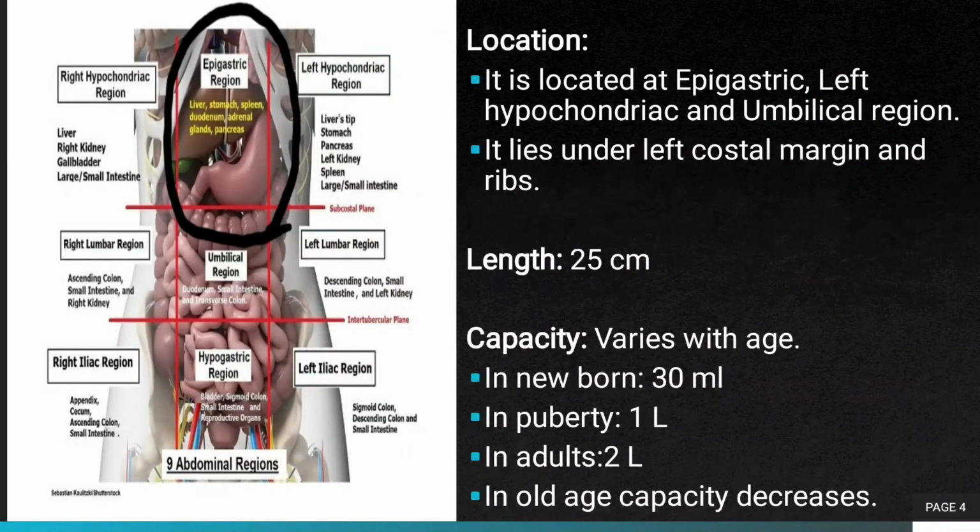Location: it is located mainly in the epigastric region. Some part is there in the left hypochondriac region, as you can see here, and a very little part is there in the umbilical region. Length is 25 cm. Capacity of the stomach varies with age. In a newborn it is about 30 ml. In puberty it is 1 liter. In adults it is 2 liters, and in old age capacity decreases.